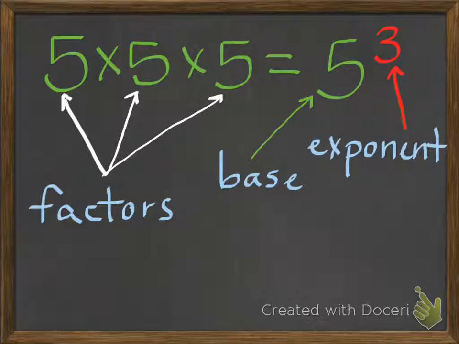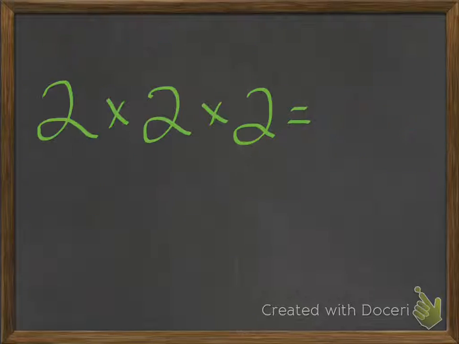Okay, so let's look at it one more time. 5 times 5 times 5 are the factors that we're multiplying together. The number 5 is the base number. It's what's being multiplied. The 3 is the exponent. It shows how many times we're multiplying that number together. We can write it lots of different ways.